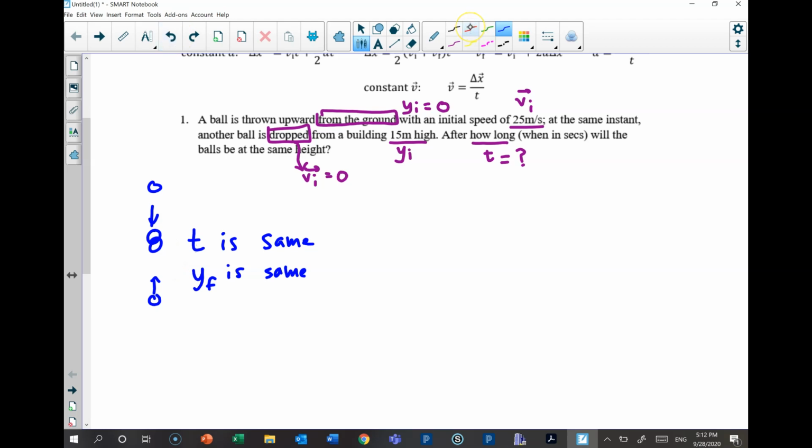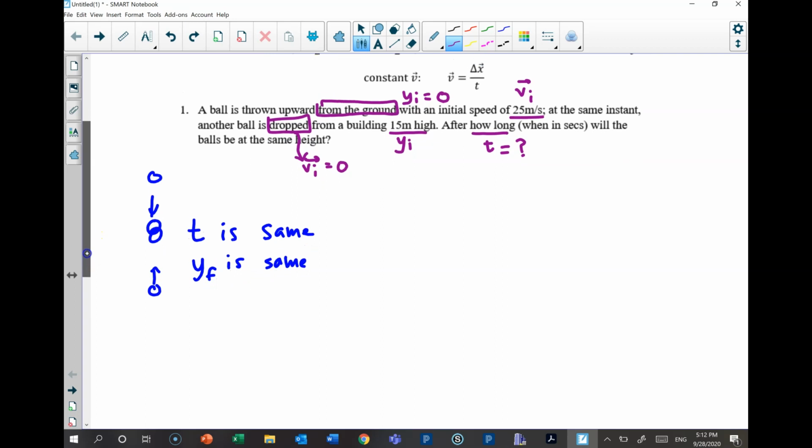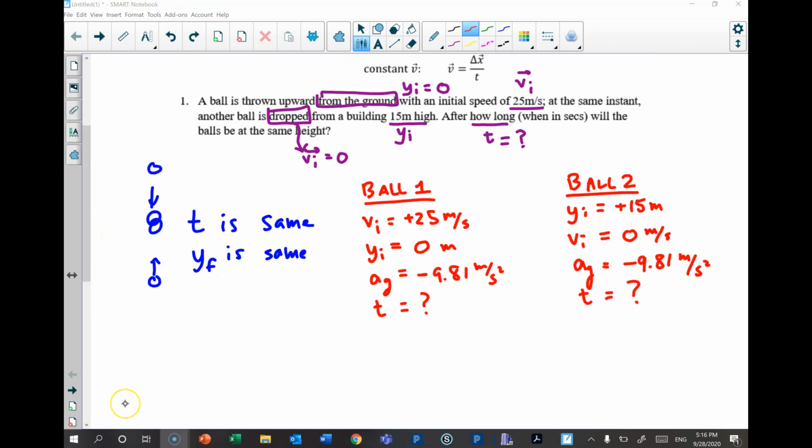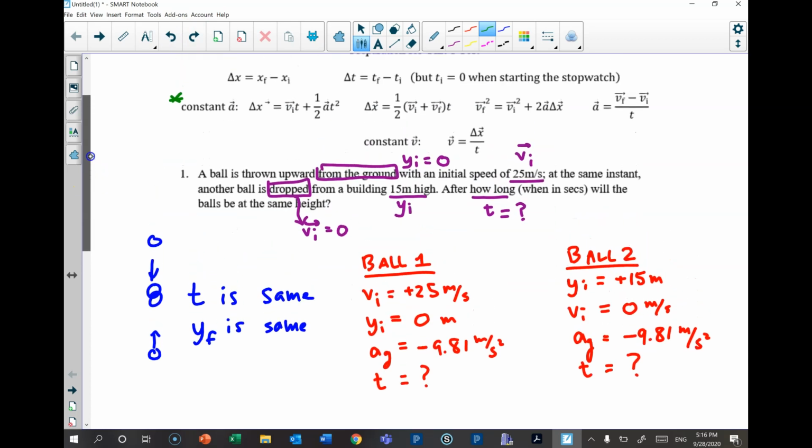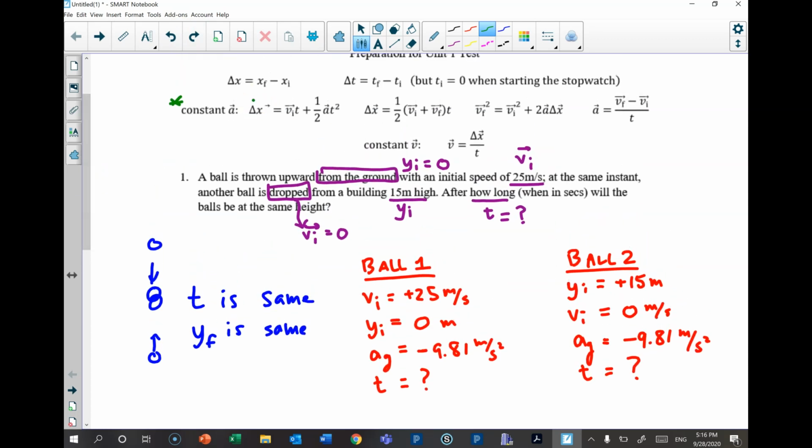The final given that we have is that both are in free fall. So for both, the acceleration due to gravity is negative 9.81. Let's list the givens that we have right now. Here are those givens listed in a chart. When we compare the list of givens to the equations, and it's the same exact set of givens for ball 2, you'll probably realize that the best candidate is the first one.